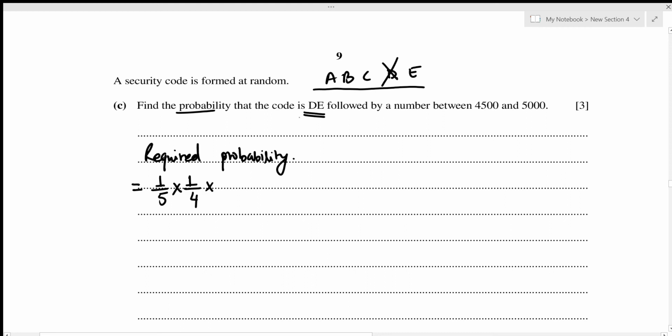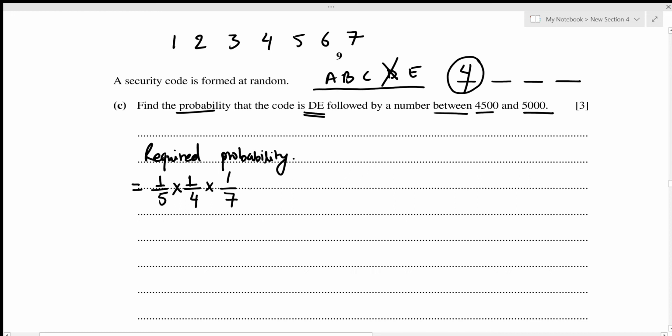Now for the numbers, we need the number between 4,500 and 5,000. So we're choosing 4 numbers. If we are to choose a number between 4,500 and 5,000, then this position is going to be 4, right? And we're choosing 4 from the possible digits of 1, 2, 3, 4, 5, 6, and 7, which means that the probability of choosing a 4 from the given 7 options is going to be 1 by 7, right?